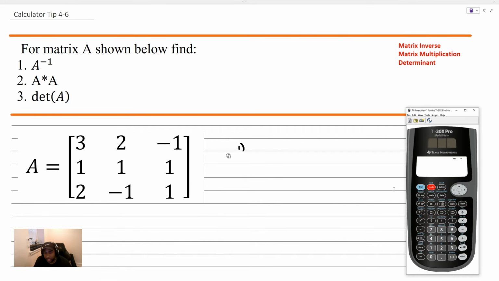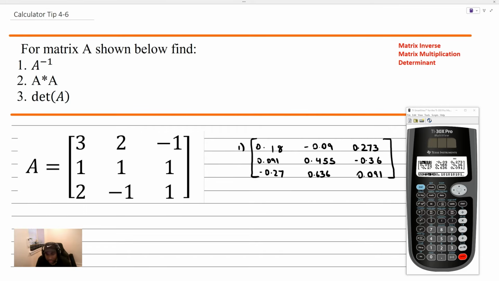and we're going to go ahead and find that inverse. We're going to load in our matrix here, matrix A, and we're going to click second, matrix, move over to the right where you can access these different functions that you could perform on matrices. We're going to go down to inverse. That's option 3. We're going to click enter here 2 times. And we have what the matrix inverse is. And this is A inverse. That's the solution to the first part.